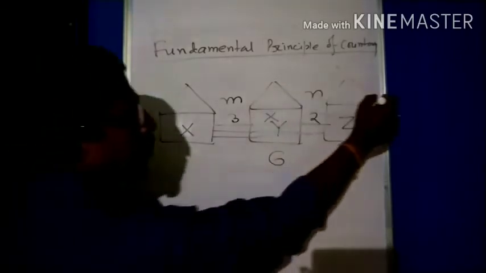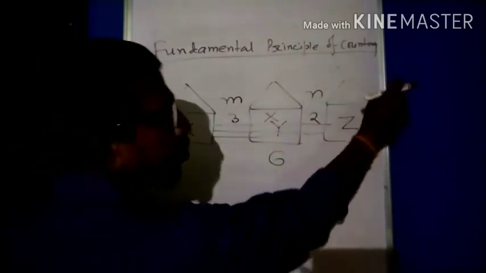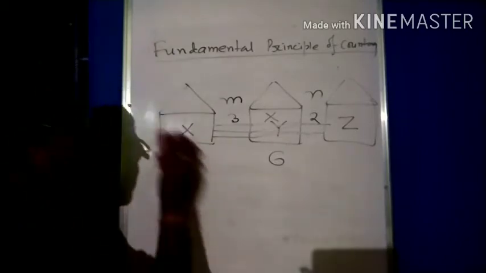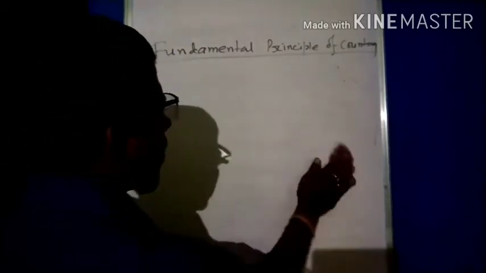If there are another p ways, so m into n into p, you have to multiply the events. So this is the fundamental principle of counting.